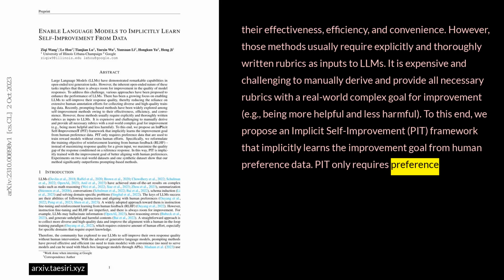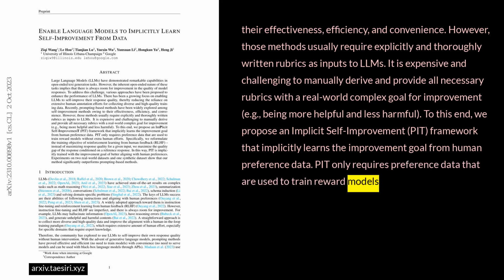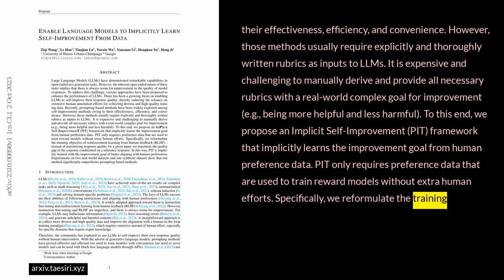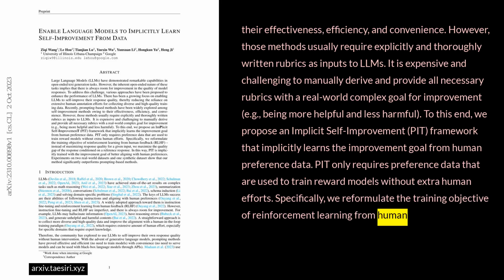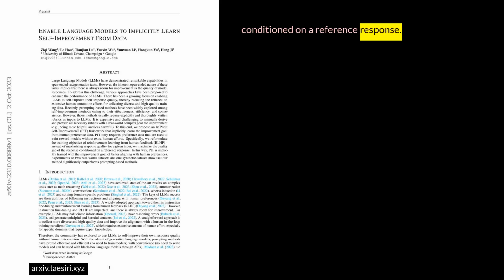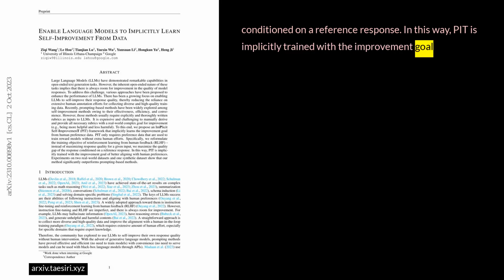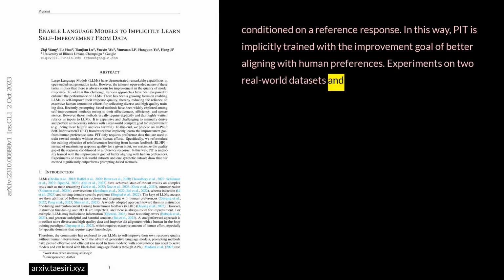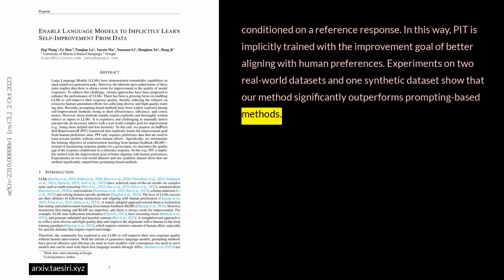PIT only requires preference data that are used to train reward models without extra human efforts. Specifically, we reformulate the training objective of reinforcement learning from human feedback, RLHF. Instead of maximizing response quality for a given input, we maximize the quality gap of the response conditioned on a reference response. In this way, PIT is implicitly trained with the improvement goal of better aligning with human preferences. Experiments on 2 real-world datasets and 1 synthetic dataset show that our method significantly outperforms prompting-based methods.